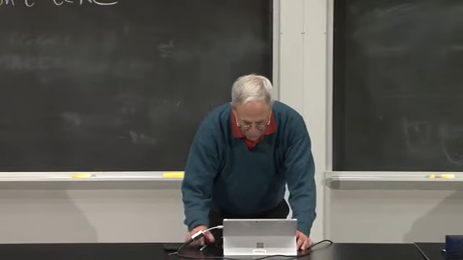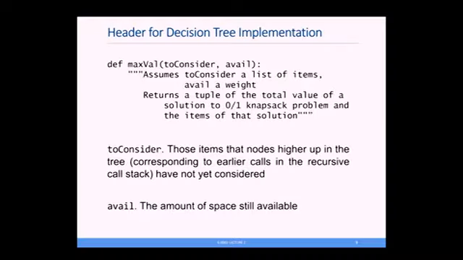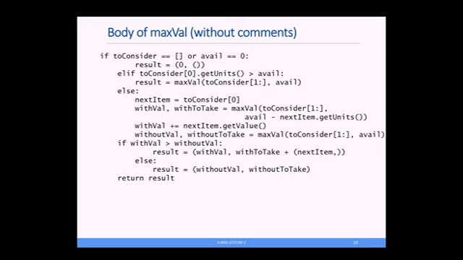All right, let's go back to the PowerPoint. So I'm just going through the code again that we just ran. This was the header we saw. To consider as the items that correspond to the nodes higher up the tree, and avail, as I said, the amount of space. And again, here's what the body of the code looked like. I took out the comments.